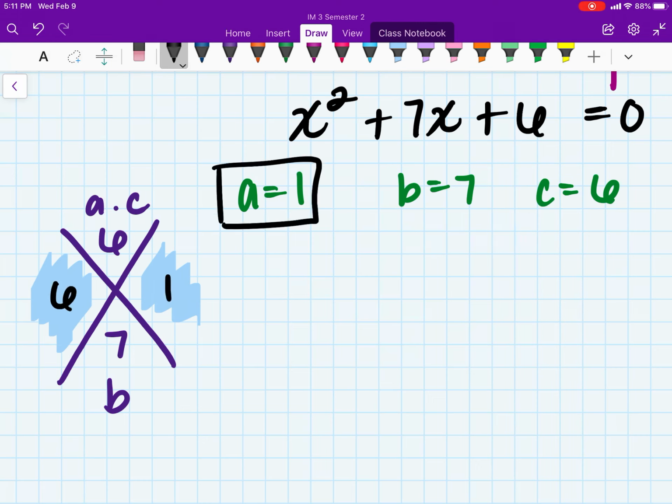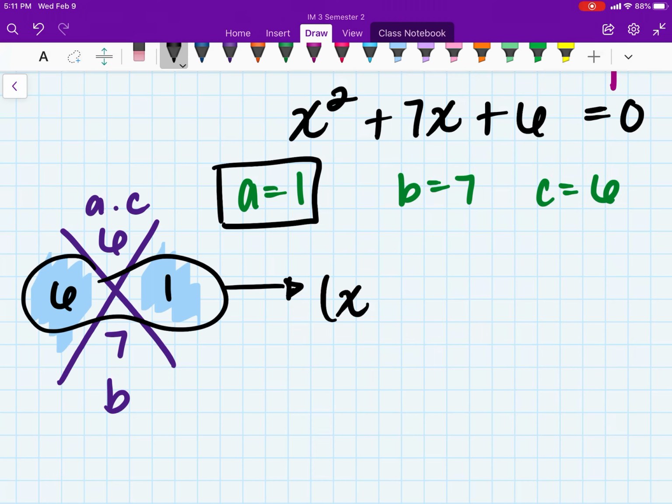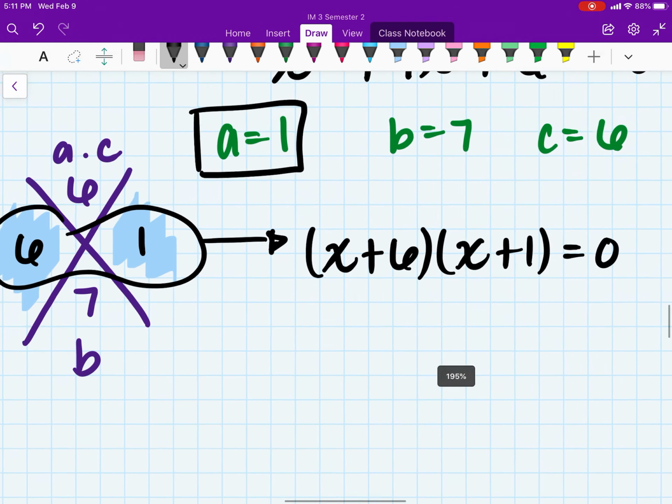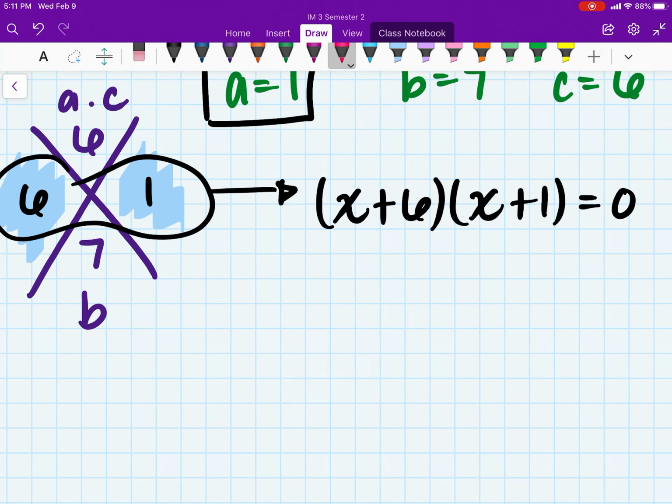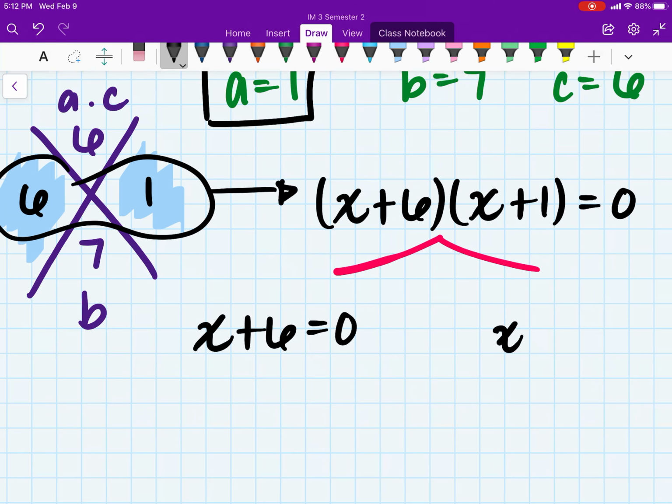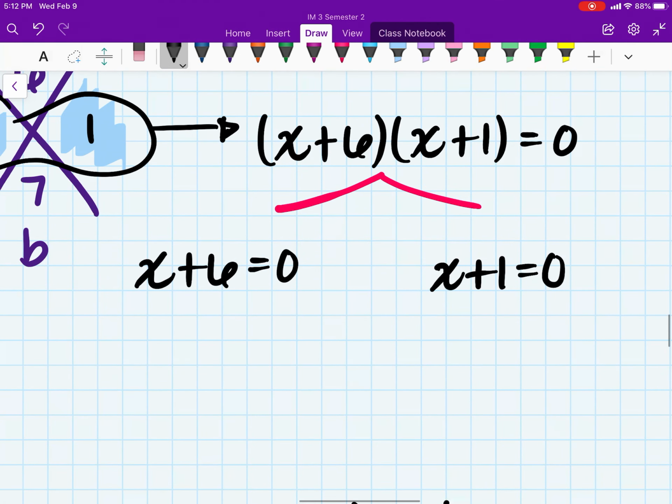Since my leading coefficient here is a 1, I could actually move on to writing my binomial. So let's go ahead and write them on this side. So I have x plus 6 times x plus 1, and all of that is going to be equal to a 0. Now, we are solving for x in this case, so in order for us to solve for x here, I do have to make each of the expressions that have a variable equal to 0. So I have x plus 6 is equal to 0, and x plus 10, or plus 1, I'm sorry, equal to 0.